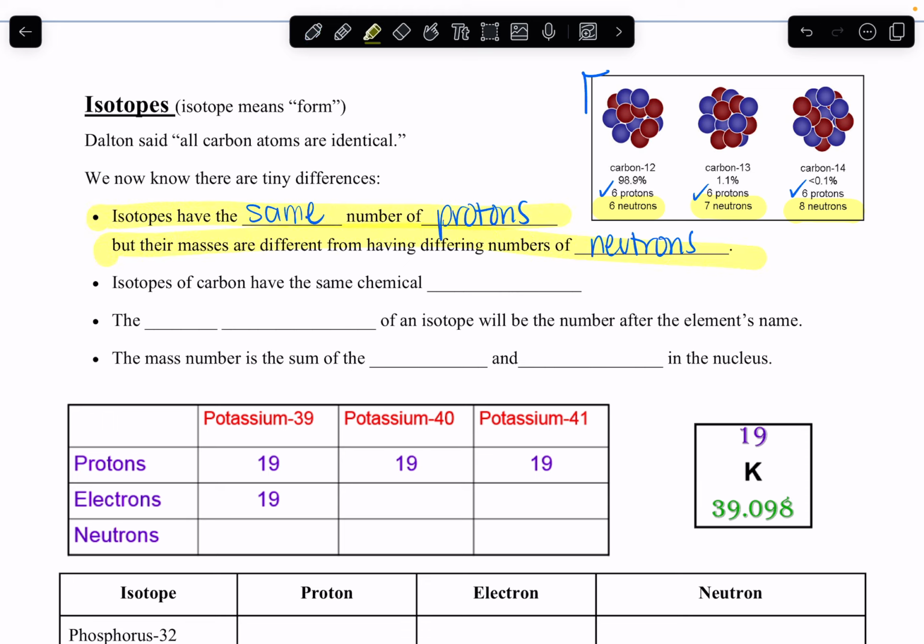Isotopes of carbon have the same chemical properties because they have the same number of protons. Remember, their identity is the same, so they act the same chemically.